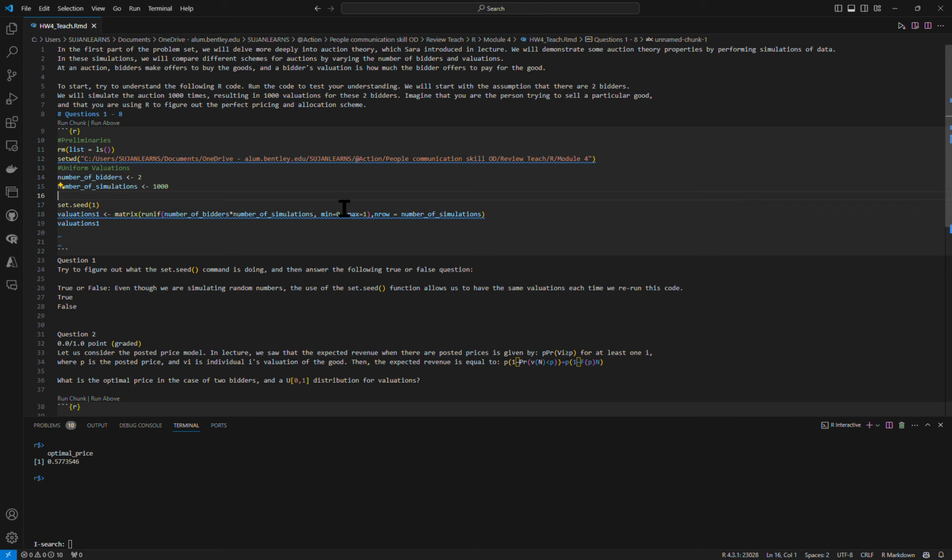Now, what we have is a piece of code here. What does it do, can you tell me? This piece of code is for simulation. It is supposed to simulate 1000 times when there are two bidders and bidders can only bid between 0 and 1. It's a random uniform distribution and it creates a matrix and stores that in valuation 1. And we'll print out valuation 1 and see what we get, shall we?